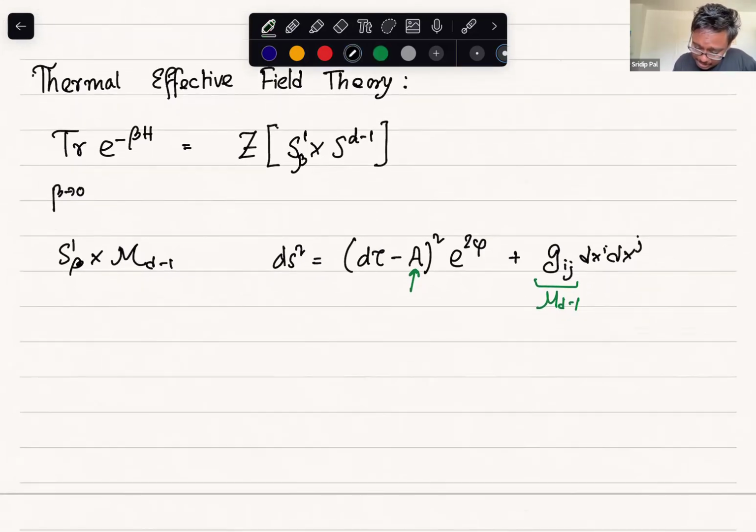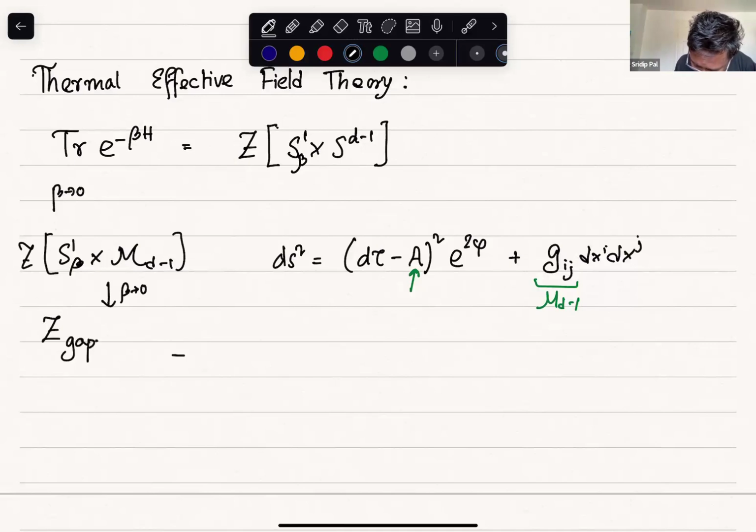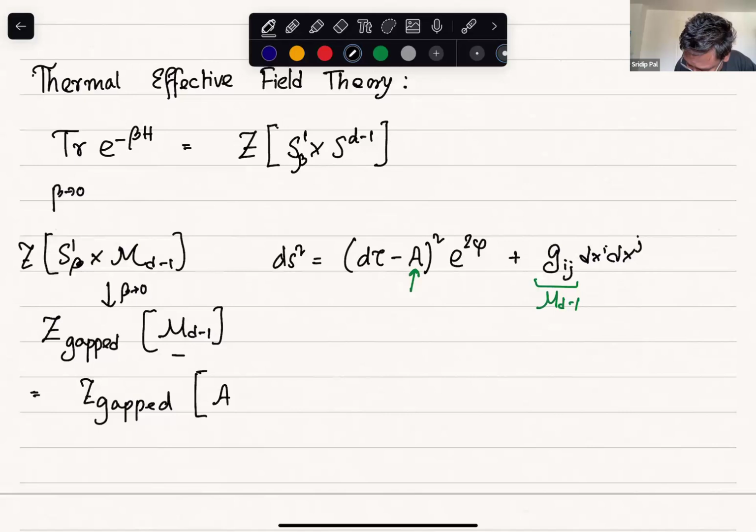So the idea of effective field theory is that in the beta going to 0 limit, if you have an interacting CFT, there would not be any zero mode in this Kaluza-Klein reduction. And if there is no zero mode, you can effectively write Z in the beta going to 0 limit as some gapped theory, Z gapped, living on M^(D-1), and this will only be a function of A_i, G_ij, and this dilatonic field e^(2 phi).